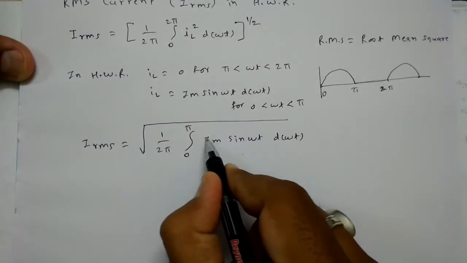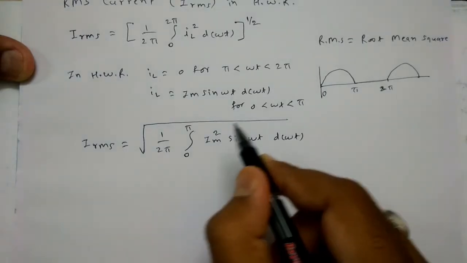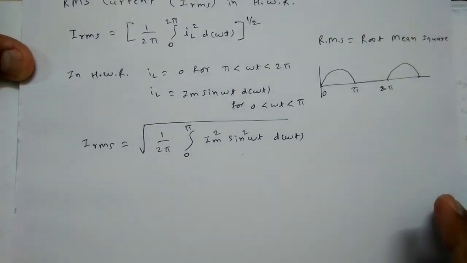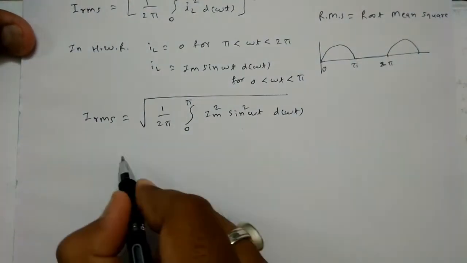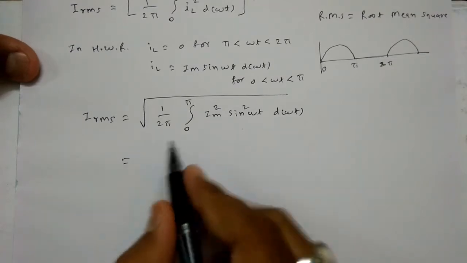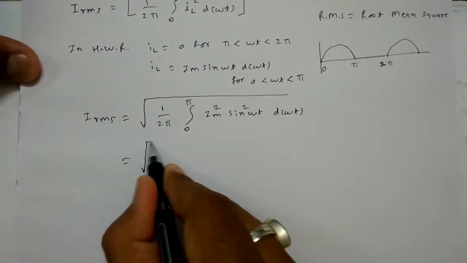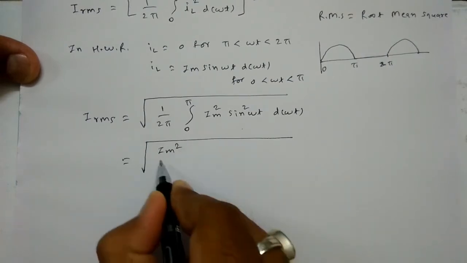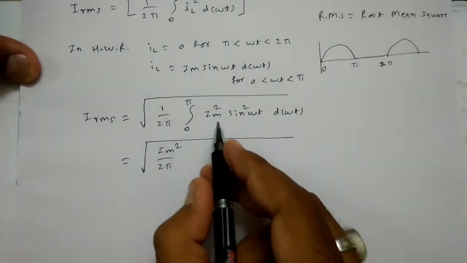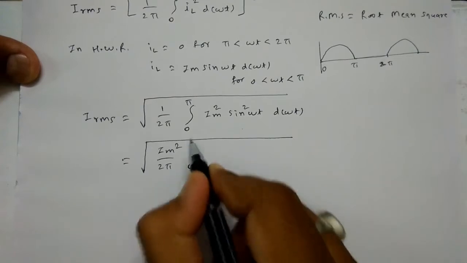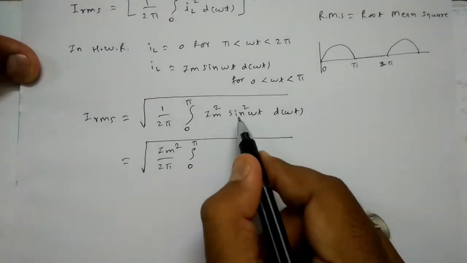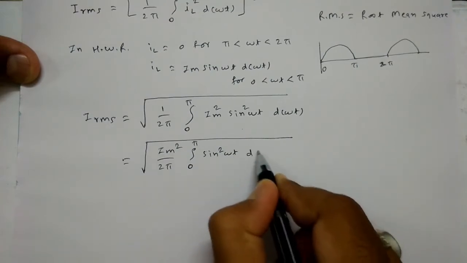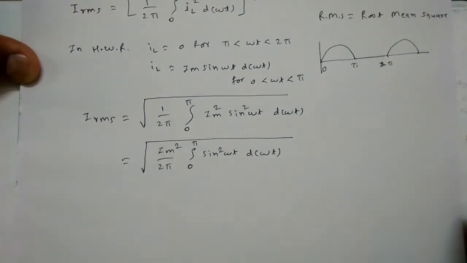So here instead of I we will be having Im square, and here also I am having sine square omega t d omega t, right? Now further let us solve it. We can take the term Im square outside. So here we are having Im square divided by 2 pi, integration limit is 0 to pi, and here we are having sine square omega t d omega t, right?